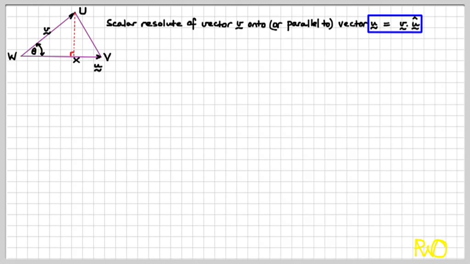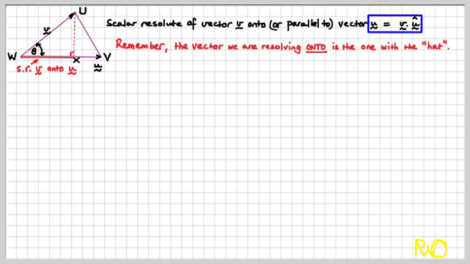So that's where we got to. The scalar resolute of vector V onto or parallel to vector U is V dot U hat. And I've written this in red just to remind you that the vector we are resolving onto, in this case vector U, is the one that gets the hat, all right?